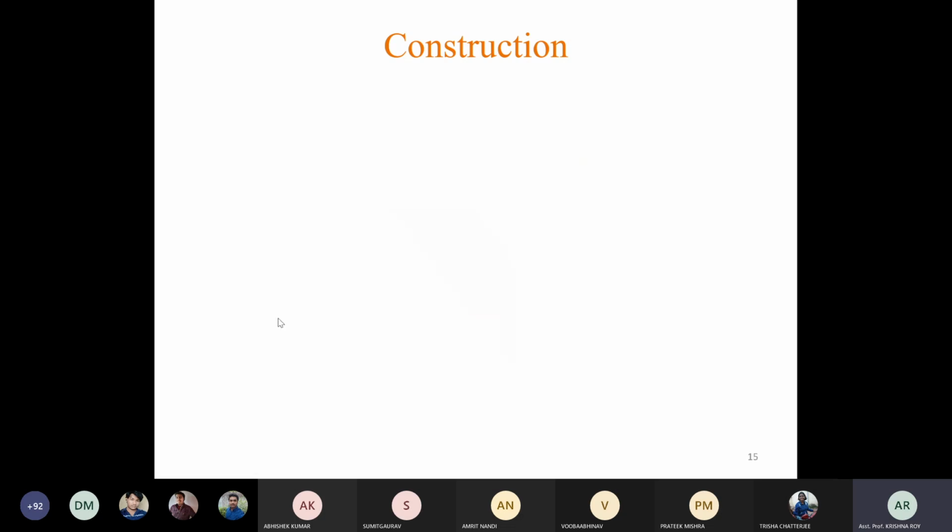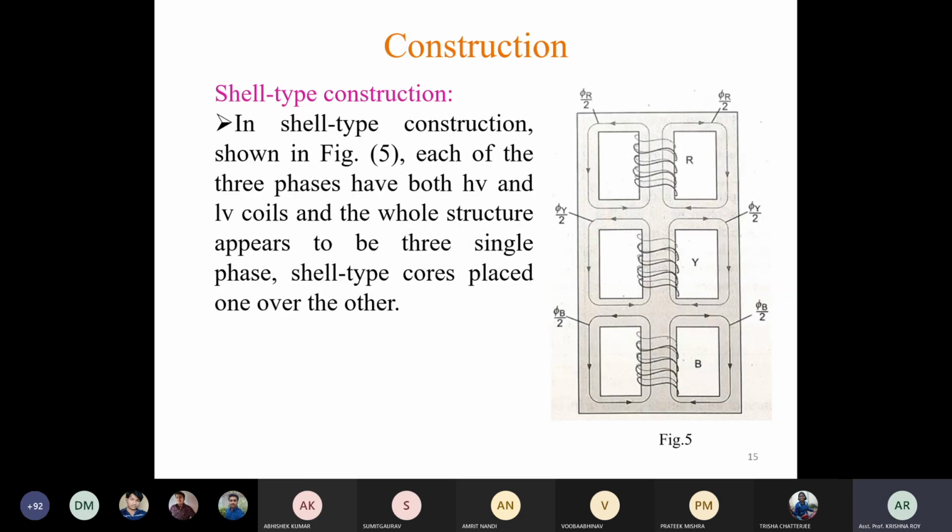No question. Okay, so next is shell type construction. Here we can see, if we cut the core at this point, then it is actually just a single phase transformer. So we can say that in case of shell type of construction, three single phase shell type transformers are placed one over the other to make the three phase transformer, three phase shell type transformer.